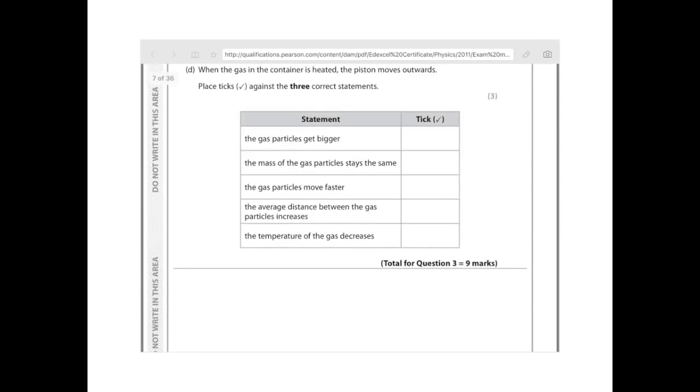When the gas in the container is heated, the piston moves outwards. Place ticks against the 3 correct statements. The gas particles get bigger. No, that's not true. The mass of gas particles stays the same. The gas particles move faster. Yeah, that makes sense. Well, clearly, if you heat them, they're going to gain kinetic energy, so they will move faster. The average distance between the gas particles increases. Again, true, because if they're moving faster, they'll be moving away from each other, therefore increasing the distance. The temperature of the gas decreases. Well, no, the container's been heated, so that's actually absolute rubbish.